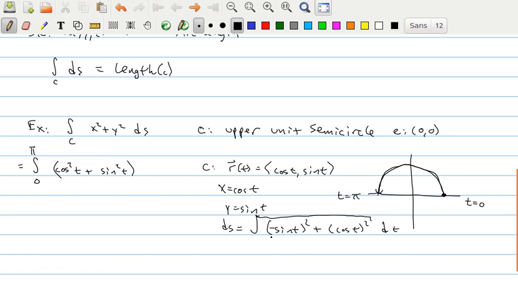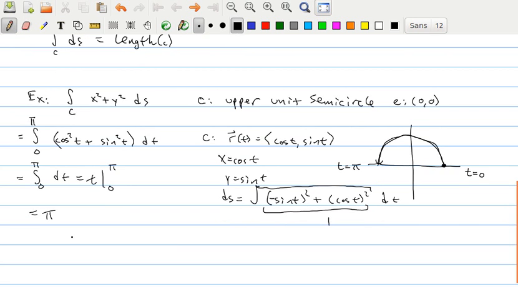This ds right here, we can actually simplify, because this is sine squared plus cosine squared. So ds is dt, and we get the integral from 0 to pi. And again, sine squared plus cosine squared is 1. So we've got t from 0 to pi, which gives us pi. So that's the value of this line integral or path integral.